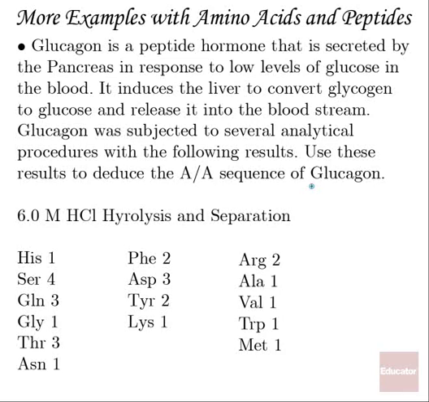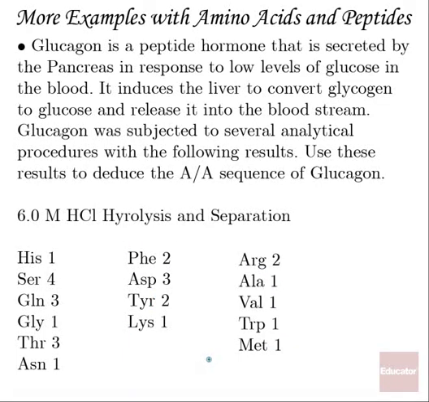Okay, so in this particular case, we did a 6 molar hydrochloric acid hydrolysis of the whole thing and an amino acid separation. So we were actually able to count the number of amino acids. So here are the results of the hydrolysis and the counting. Histidine, serine, Gln, Gly 3, Asn, Phe, Asp, these are all the numbers that we have.